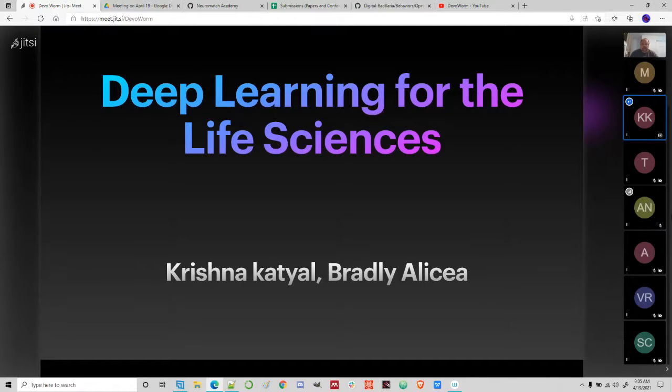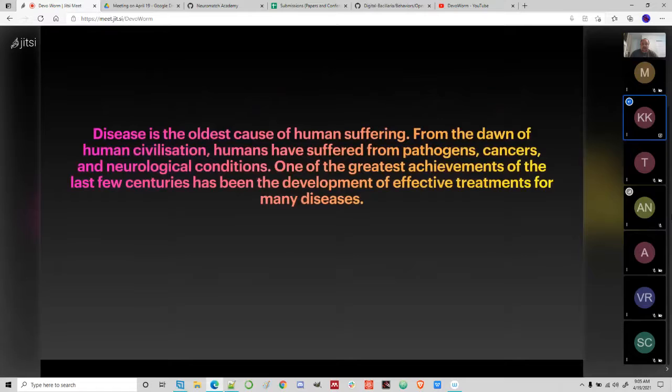So this first one is, as you know, that diseases are the oldest cause of human suffering. From the dawn of human civilization, humans have been suffering from pathogens, cancers, and neurological conditions. One of the greatest achievements of the last few centuries has been the development of effective treatments for many diseases.